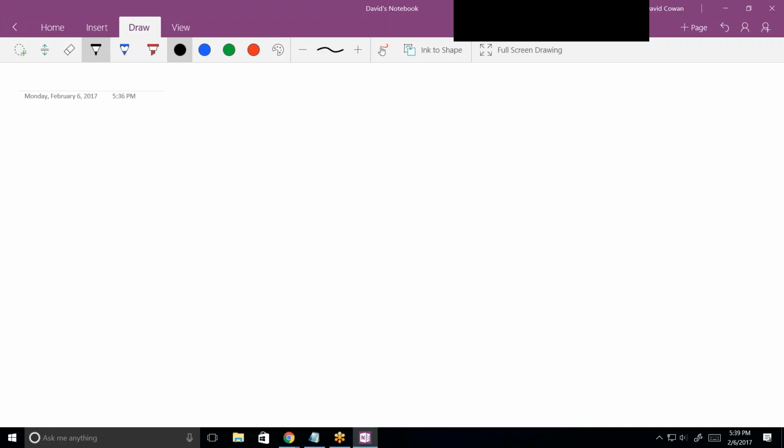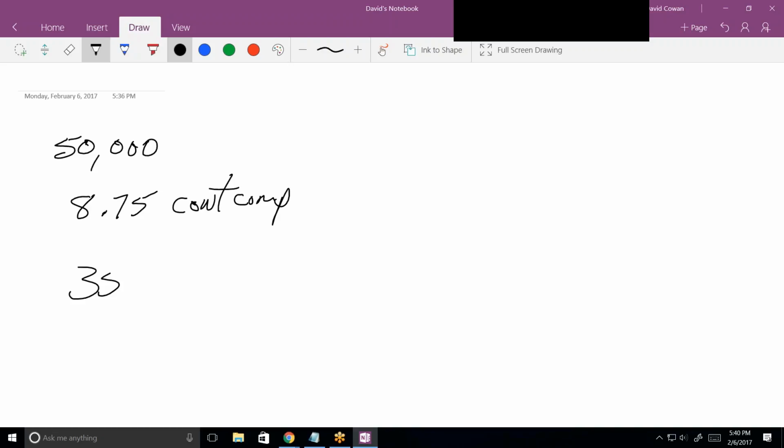Okay. So, this is a word problem. On the day a person was born, a deposit of $60,000 was made in a trust fund that pays 8.75% interest compounded continuously. And then find it on the person's 35th birthday.